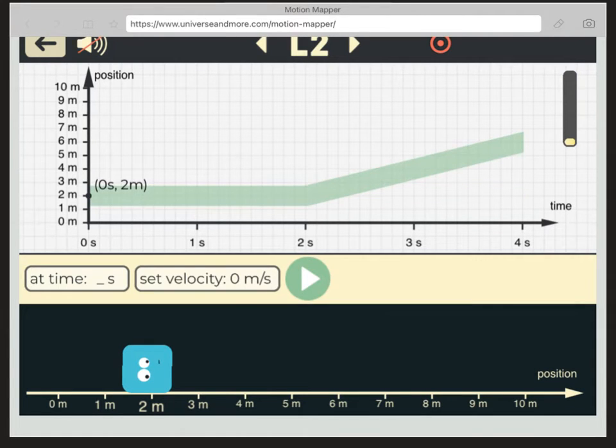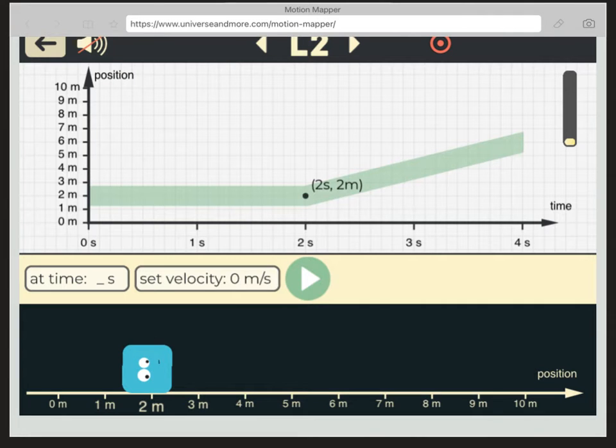Now, in this one, we have at time blank set velocity. You need to understand that velocity is a slope. You notice that it doesn't have a slope the entire time. In fact, for 1 second and 2 seconds, the slope is 0. We can see that by calculating and doing the points. See how it doesn't rise at all, it just runs? Well, that means there's no slope. So that means for 2 seconds, it's going to sit there still.